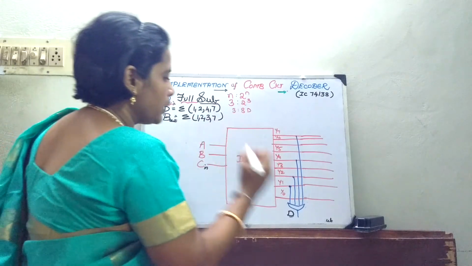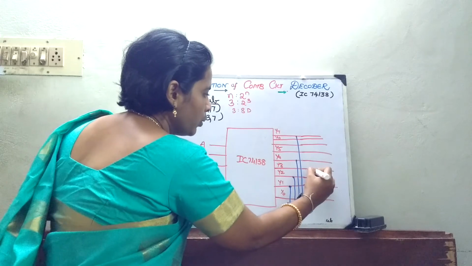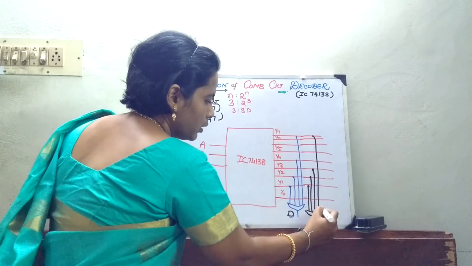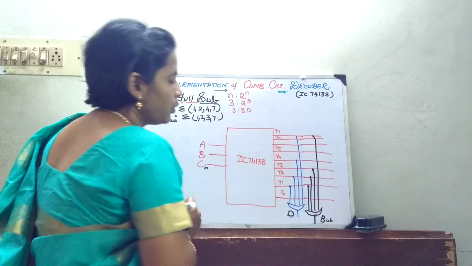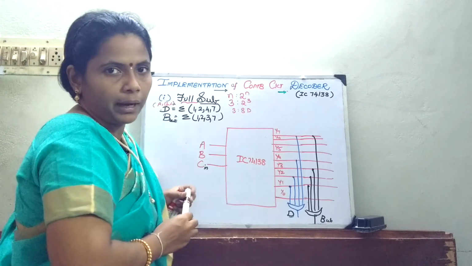So for borrow out it is 1, 2, 3 and 7, and the output is B out. This completes the function of your full subtractor.